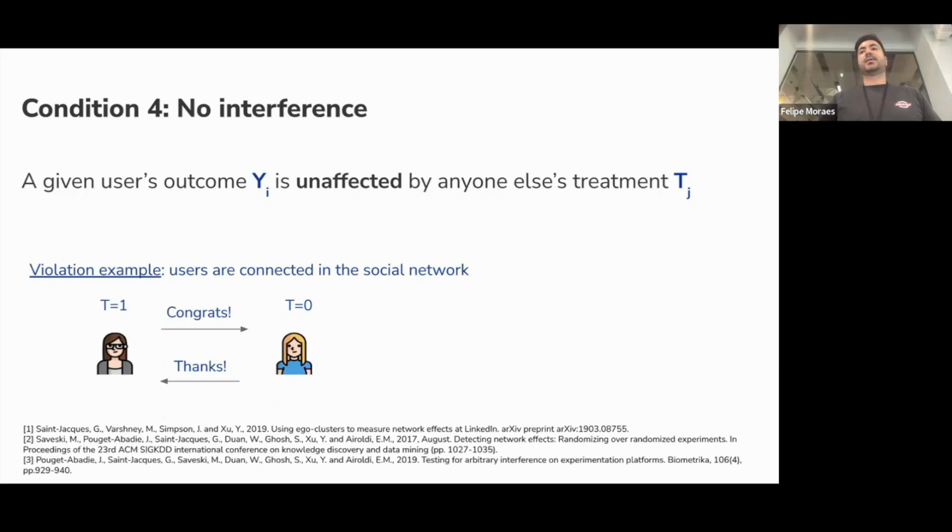Another example is in social networks. You decide to randomize something in a social network like Instagram or WhatsApp, and these users are connected, and we might assign them to one treatment or the other, and they actually don't see it.